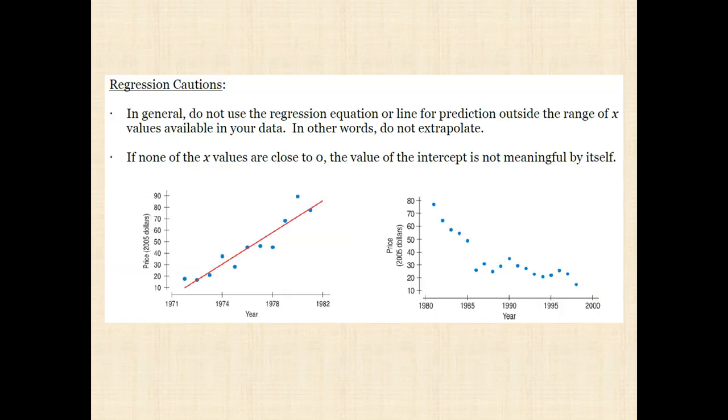The first caution with regression is the idea of extrapolation, where you don't want to use the regression line for prediction for x values that are outside the range of the x values in your original sample, because you don't really know what's going on out there.